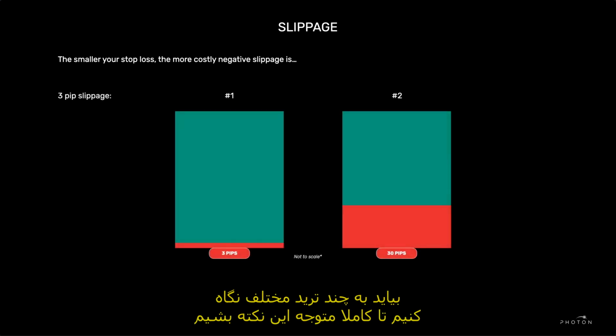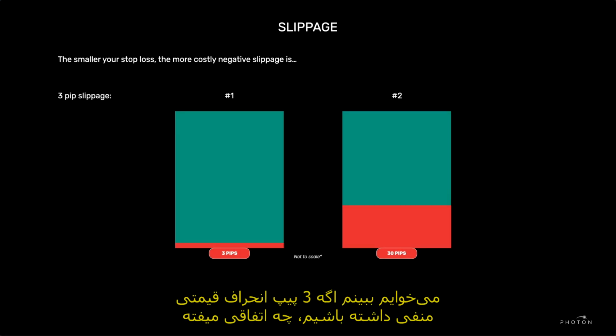Probably the main thing I want you to take away from this lesson is that the smaller your stop loss size is, the more you need to be aware of news announcements and periods where there is likely to be low liquidity. We're going to take a look at a couple of trade examples to really drive this point home, where we're going to look at what happens if you have a 3 pip negative slippage.